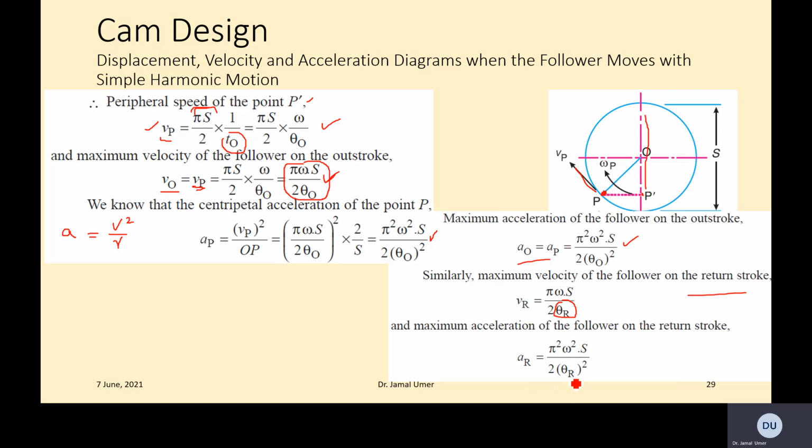And the maximum acceleration of the follower on the return stroke, same equation, instead of theta 0 you just write theta r. So these are relatively very simple equations, and they are a standard equation used for simple harmonic motion, right? So we'll use these to find out the velocity and accelerations.